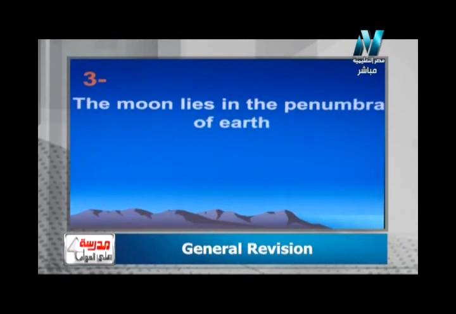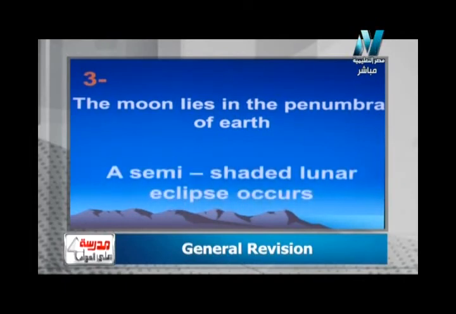It will be what happened also. What happened if the moon lies in the penumbra area of the earth? Surely we will have a very important or special type of lunar eclipse. It will be semi-shaded lunar eclipse. So let me remind you, خليني أفكركم تاني what are the type of lunar eclipse.